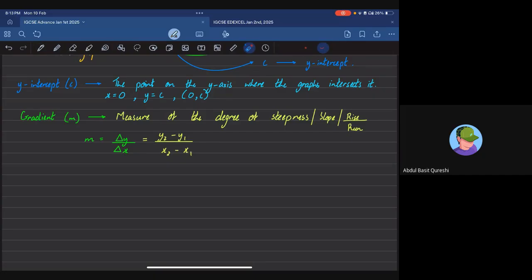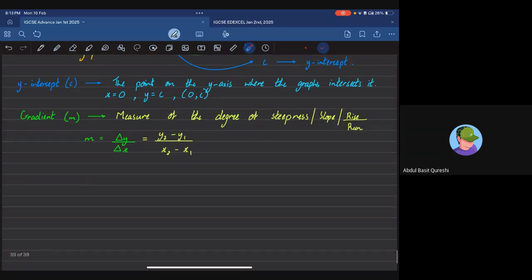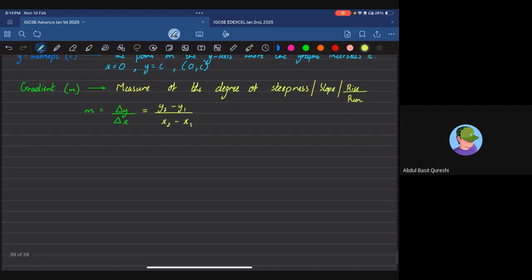Now, one more thing that I would like to add: do not think that the larger number has to be y2 or something like that. It does not matter. The arrangement does not matter. What only matters is whether you're using the right correspondence. And what do I mean by correspondence? If you're using y2 first, then x2 should be first. It's not as if you use y2 above and x1 below. That will be wrong. All right. It's a measure of the degree of steepness. Okay. Let's see the gradient of some lines.